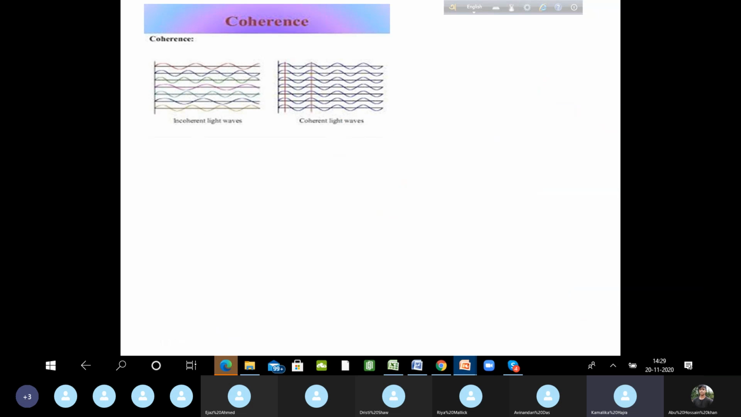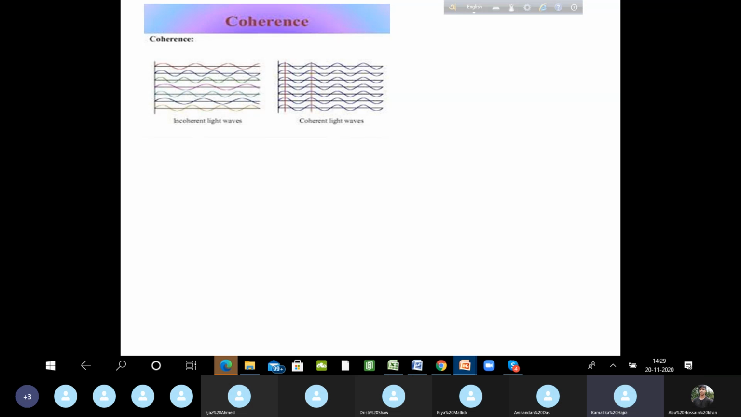And then this is very important. This is a very important concept, the concept of coherence. What is coherence? If you remember that, we'll see that for observing interference patterns, it is a necessity that the sources must be coherent. Otherwise, you will not be able to observe any interference pattern. Why that is important is also there in the later slides.